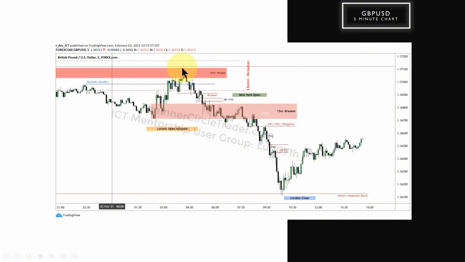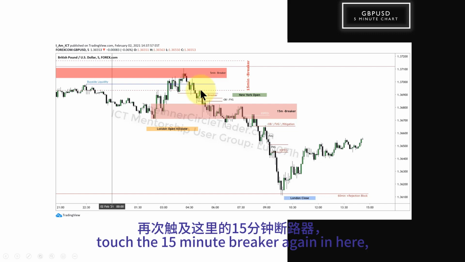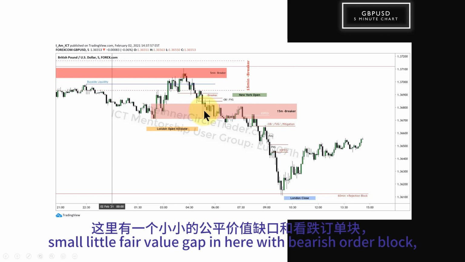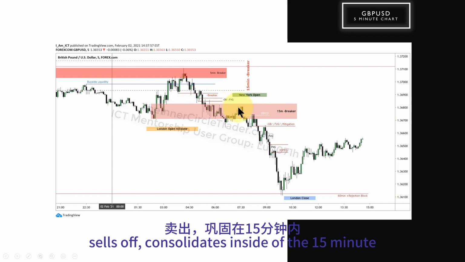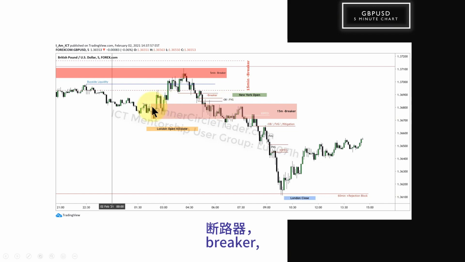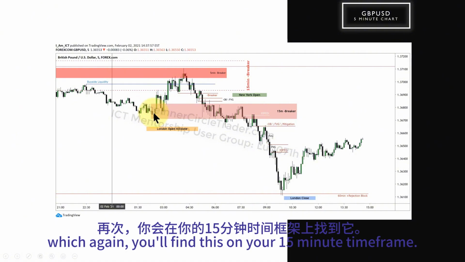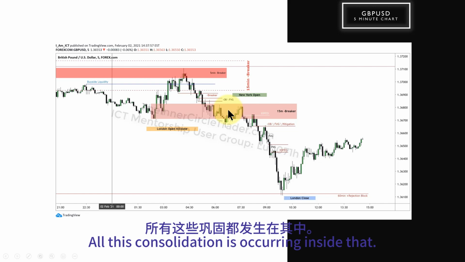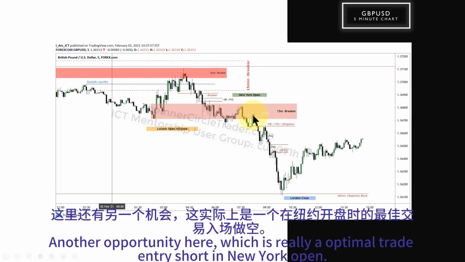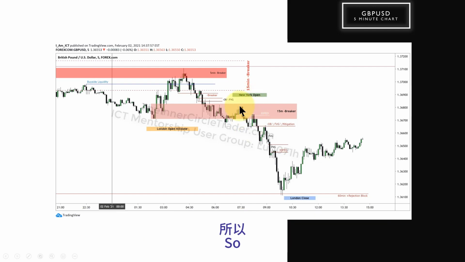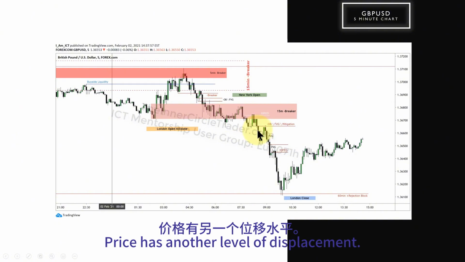So we run up into that, sell off, come back up in, touch the 15-minute breaker again in here, sells off, a small fair value gap in here with bearish order block, sells off, consolidates inside of the 15-minute breaker, which again you'll find on your 15-minute time frame. All this consolidation is occurring inside that, and then we have displacement. Come back up in, institutional order flow entry drill with a fair value gap. Another opportunity here, which is really an optimal trade entry short in New York open. So you can sell short here. Price has another level of displacement.